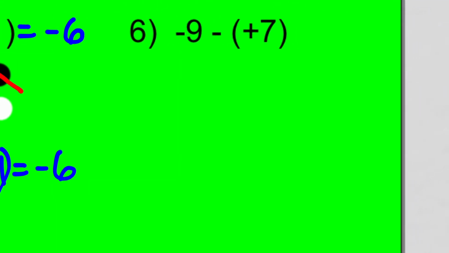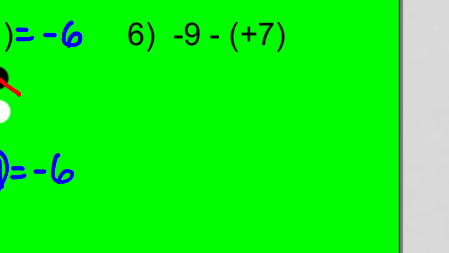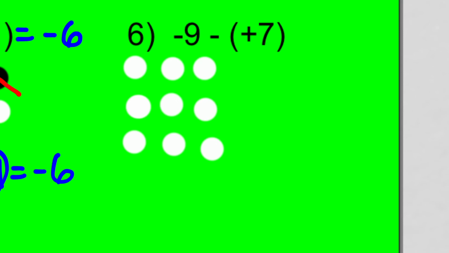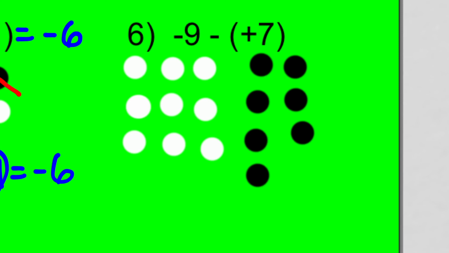Okay, last one. Negative 9 take away positive 7. Okay, so 9 negatives. 1, 2, 3, 4, 5, 6, 7, 8, 9. I want to take away 7 positives, but look, there's no positives to take away. So if I added on 7 positives, that would be wrong as well, because I don't want to add on 7 positives, I want to take away 7 positives.